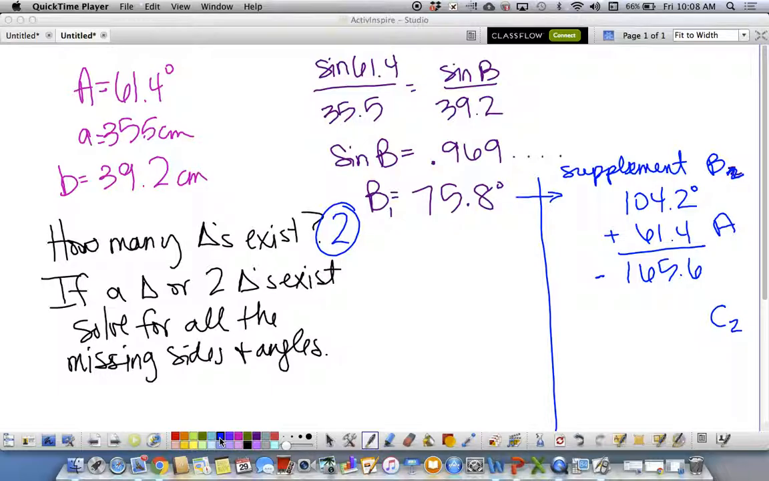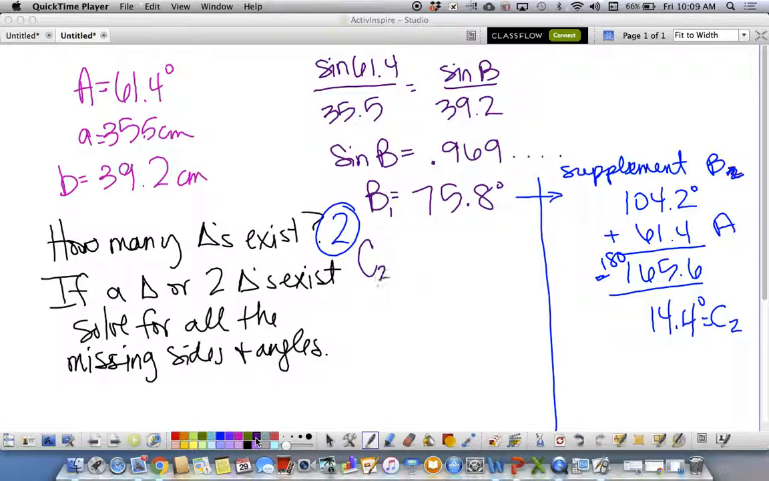So 180 minus the 165.6. I'm doing 180 minus this, and I get 14.4 as your third angle there. So then do we just do both of the solving for C1 and C2? Yes. We're going to have to find the other angle over here, C2.